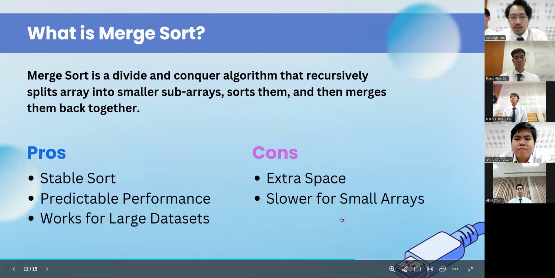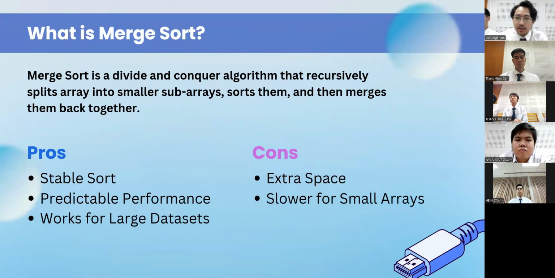So I will continue explaining what merge sort is. Merge sort is a divide and conquer algorithm, which just means it breaks the data down into smaller, easier to handle parts, sorts them, and puts everything back together in the right order. One big advantage of merge sort is that it is a stable sort. It keeps identical values in the same order, which is useful in certain applications.